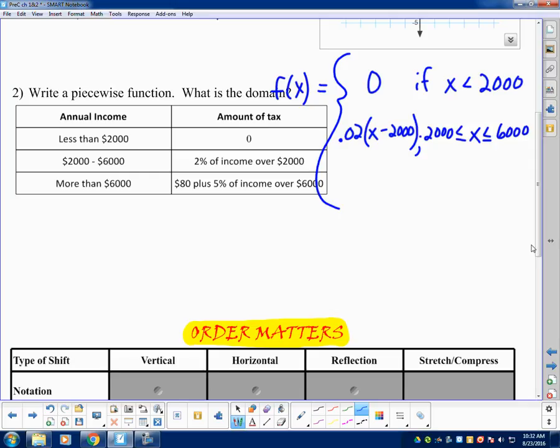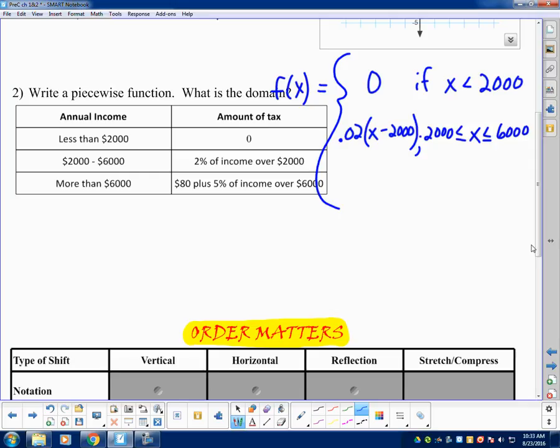So the equation is take 2% or 0.02 times the amount above 2,000. So that's why we have the x minus 2,000 there. Like I said, if you had $3,000 as your annual income, you'd go 3,000 minus 2,000, which is 1,000. You'd take 2% of $1,000. 10% of $1,000 would be $100, so 2% of $1,000 is going to be just $20. And that would be your annual tax, or amount of tax.